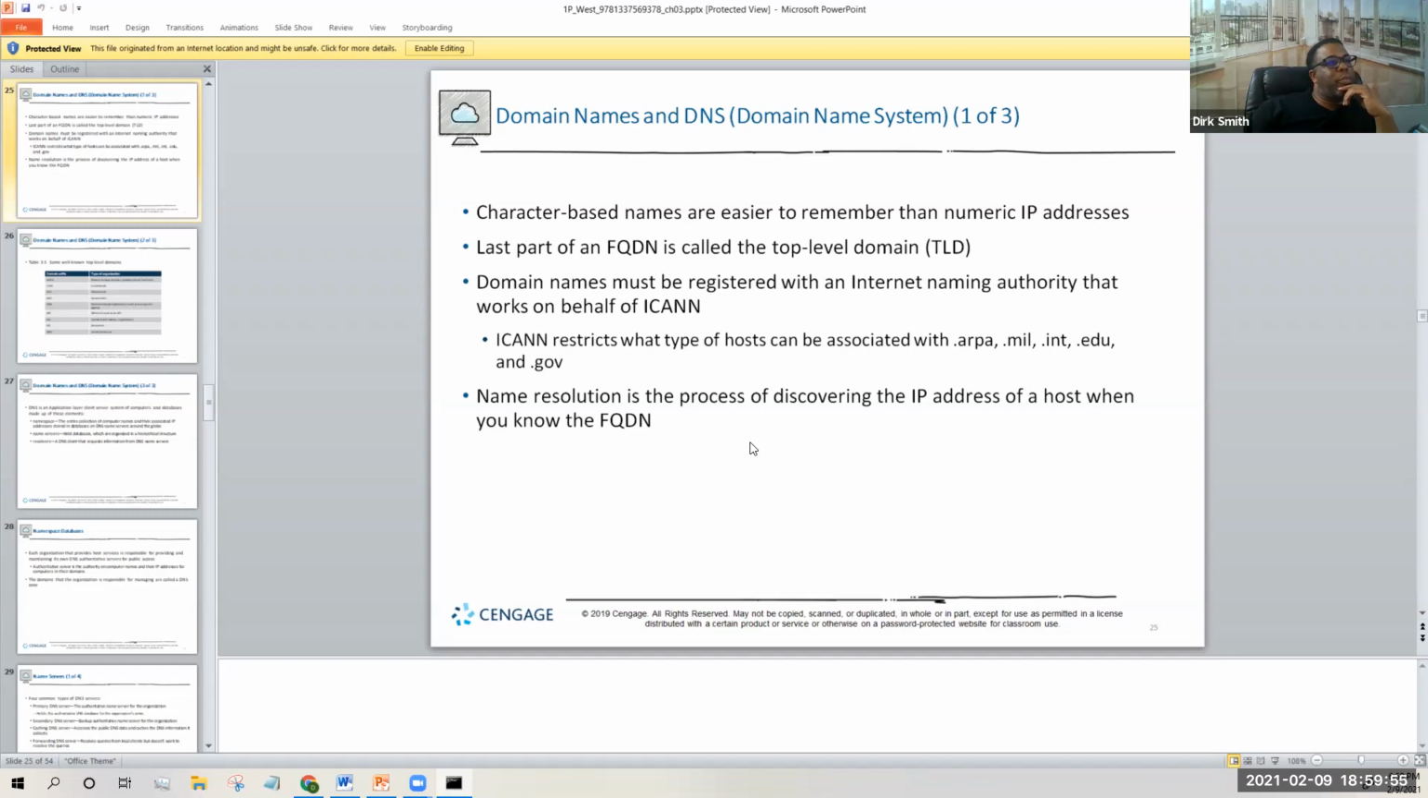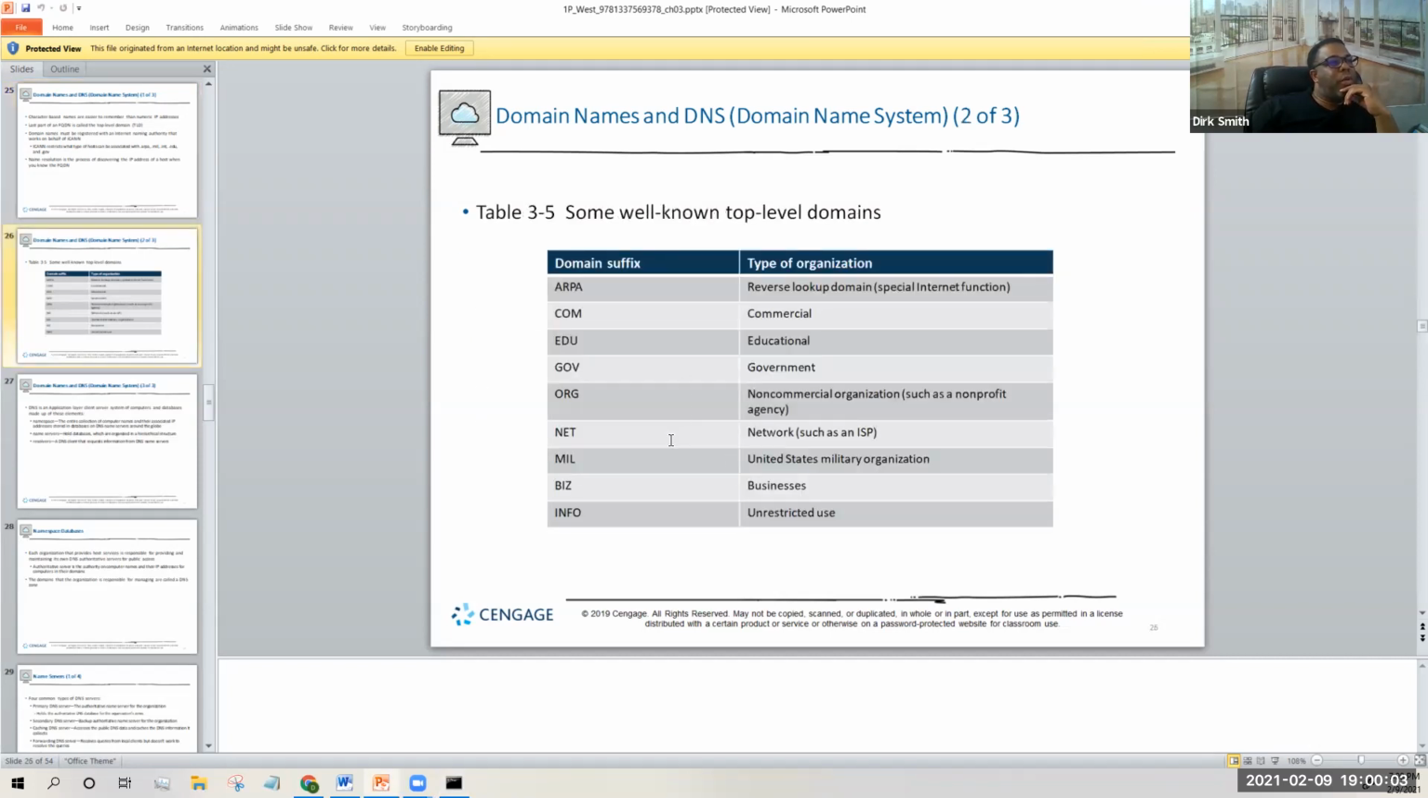Name resolution is the process of discovering the IP address of the host when using a fully qualified domain name. Okay, so here we go. These are some of the domain suffixes right here. So .gov is always going to be a government site. .edu is always education. .com is commercial.